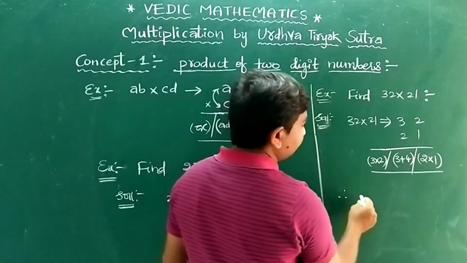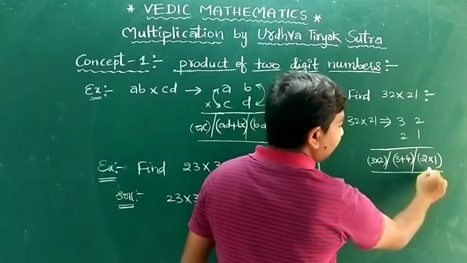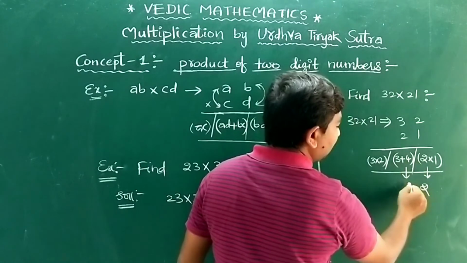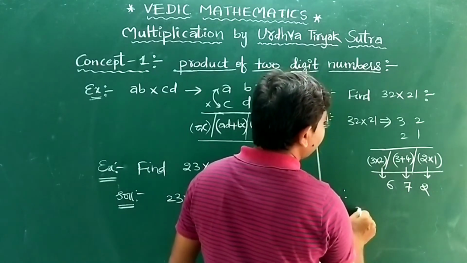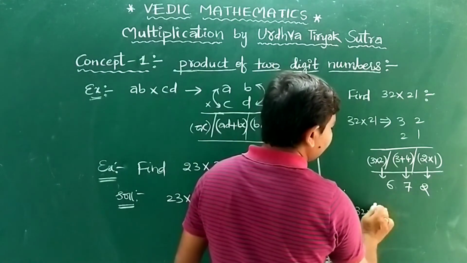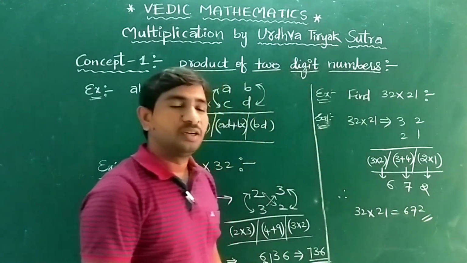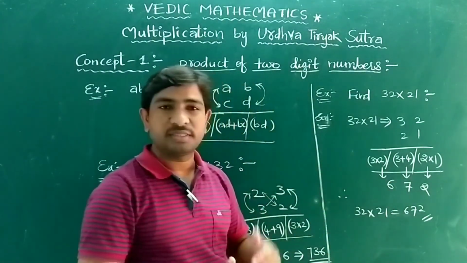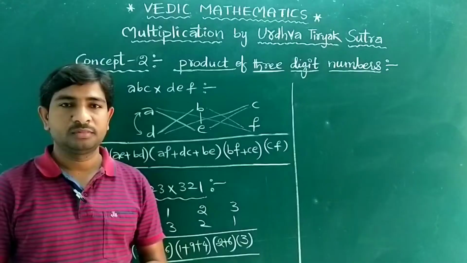So therefore, this is 2 into 1 here, what we can write is 2. And for this, 3 plus 4 is 7. And for this, 3 twos are 6. So therefore the final answer is 32 into 21 is equal to 672. No need to carry to add to the next successive number. Why? Because here all are single digits only.